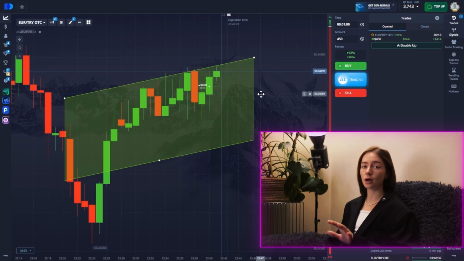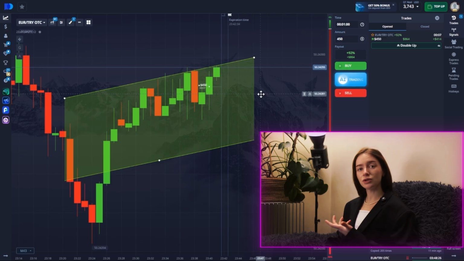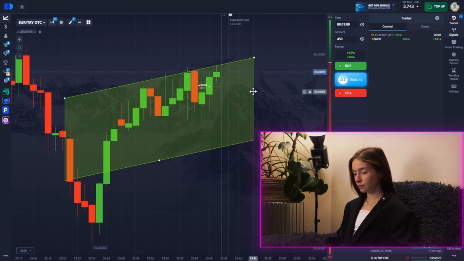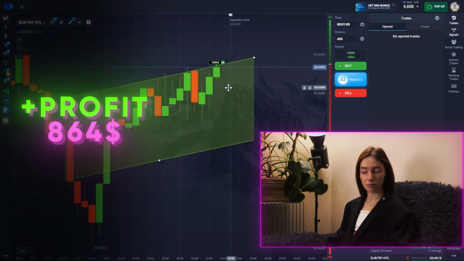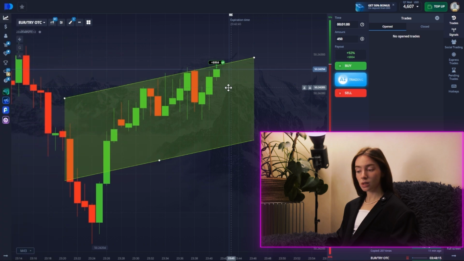We don't rely on luck. We promote an analytical approach that brings profit in the long run. Trading can truly become a stable source of income. And as we see, we close in profit.